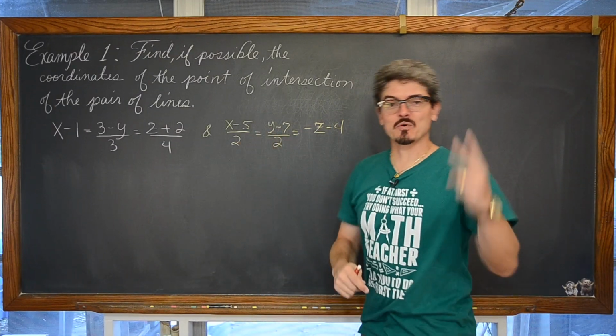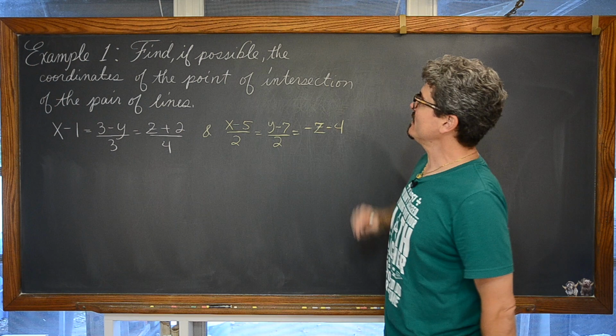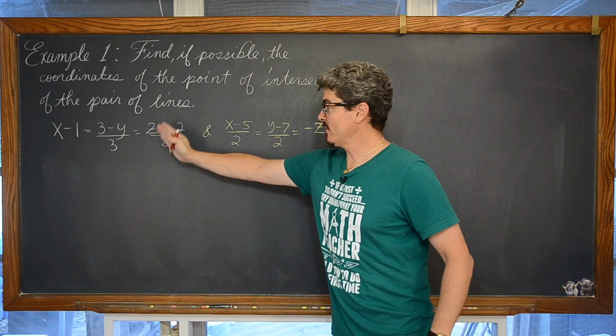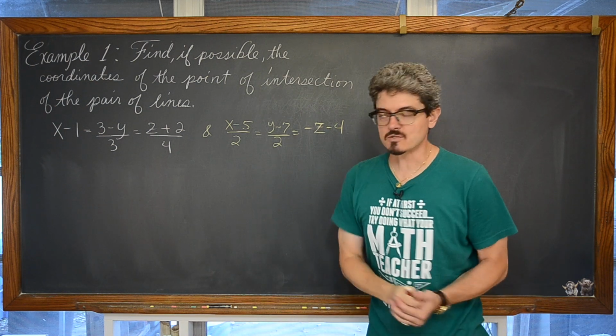For our first example, which we're going to work twice, we're going to find, if possible, the coordinates of the point of intersection of the pair of lines. We have both of these given to us in Cartesian format.